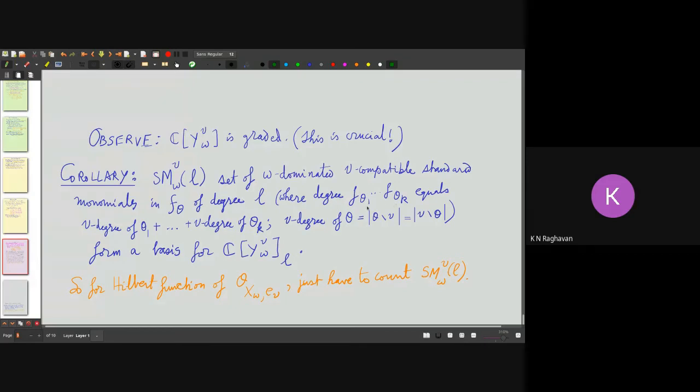I just have to write all these theta 1 through theta k such that the V degree of theta 1 plus ... plus V degree of theta k is equal to L. It's just a question of counting how many elements there are in this combinatorially defined set, and that will tell me the Hilbert function of this local ring evaluated at L. Okay, let me stop here, and next time we'll see how to solve this.